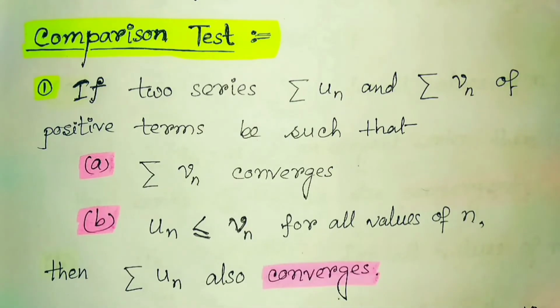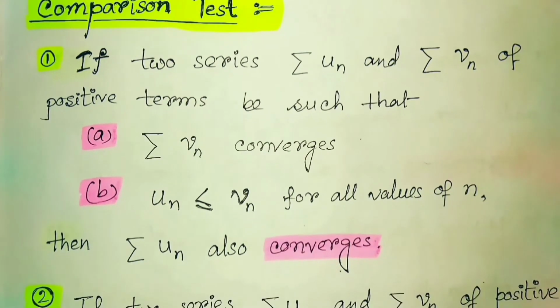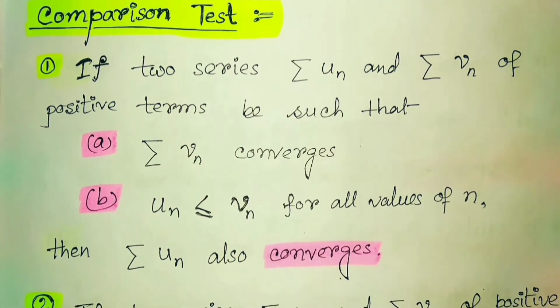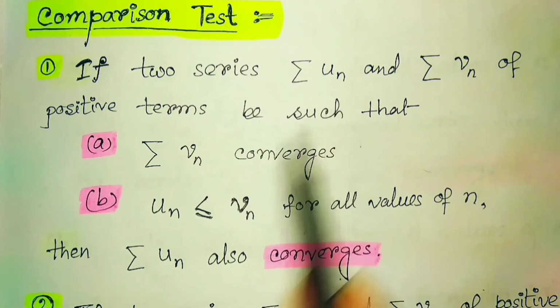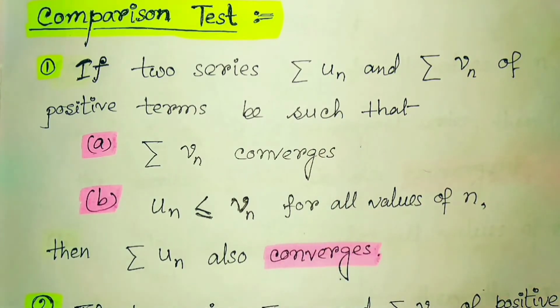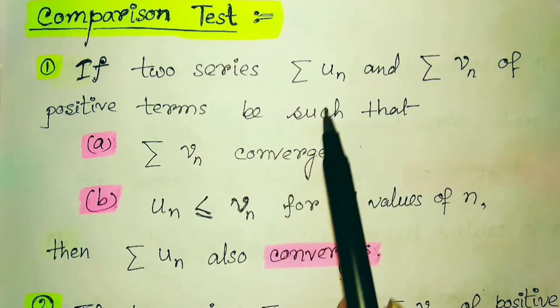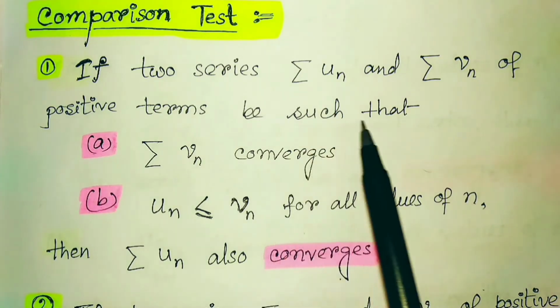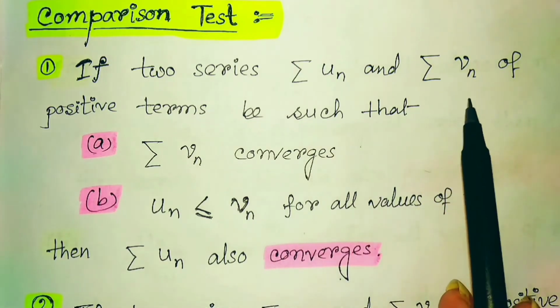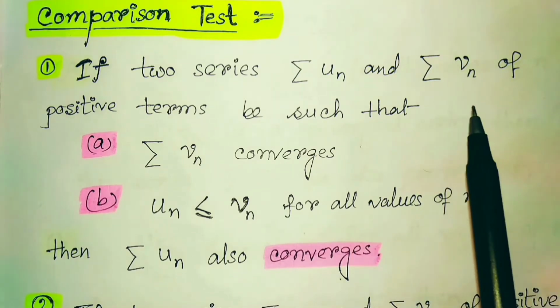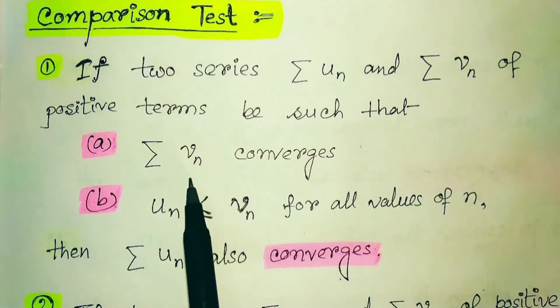If two series summation un and summation vn of positive terms are such that, first of all, summation vn converges and un is less than or equal to vn for all values of n, then we can say summation un also converges. So just look, a series summation un is given for our solution. That means we have to find out the nature of the series un. On that basis, we create or assume a series vn in such a manner that its nature is previously known.